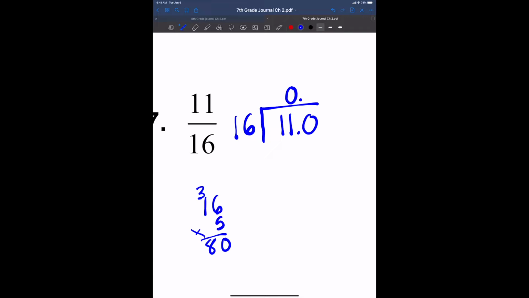Oh gosh, I thought I was on the right track here. Maybe we got to keep going up, right? 16 times 6. 6 times 6 is 36. 6, 7, 8, 9. 96. That's probably as close as we're gonna get. Do you guys agree? I think so too. So put a 6. We got 96. Subtract that.